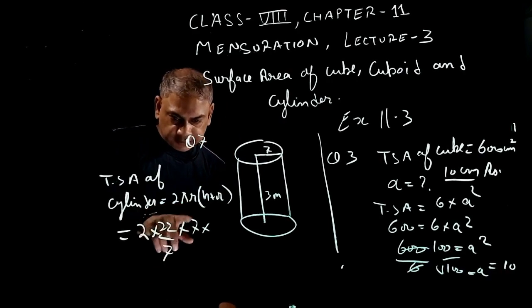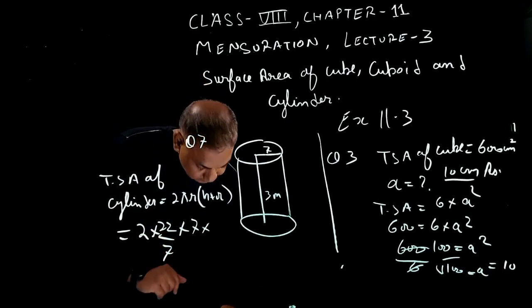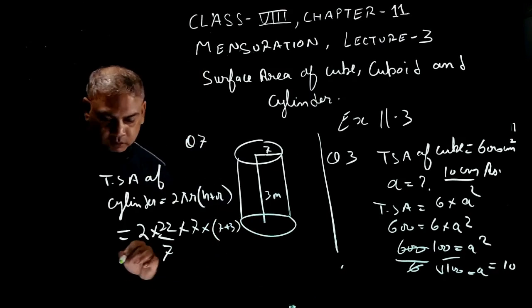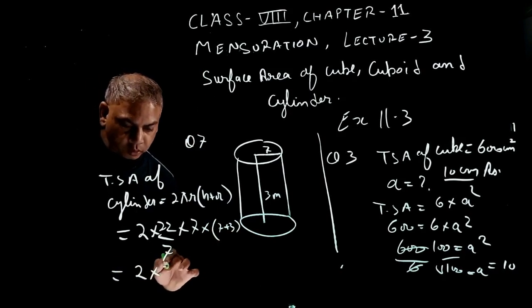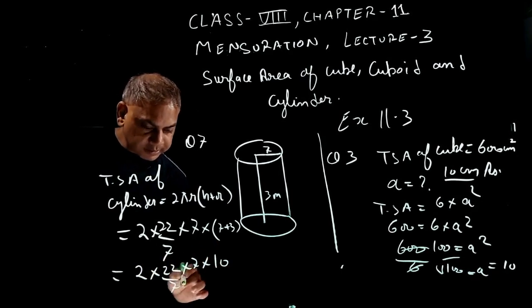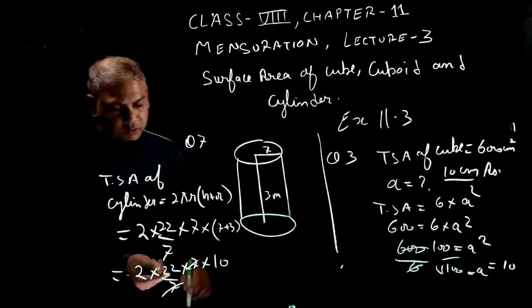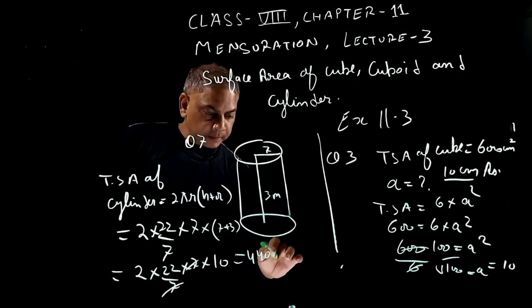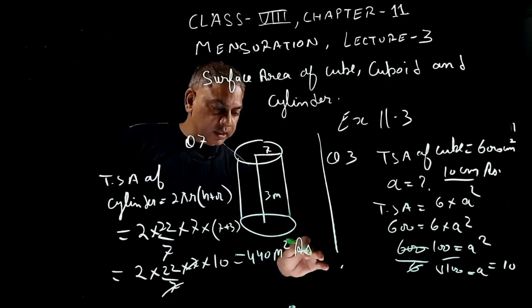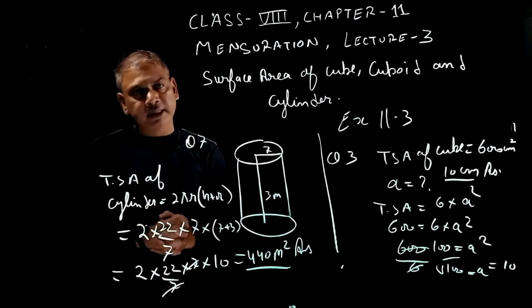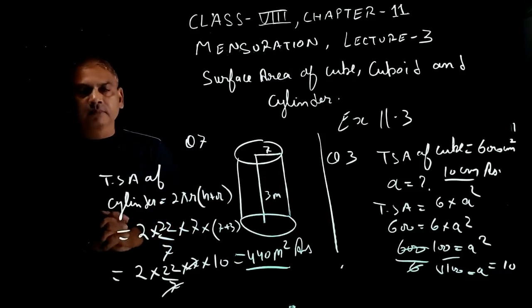Radius is 7, right? And height is 3, okay, multiply by 7 plus 3. So total surface area will be 2 into 22 upon 7 into 7 into 10. 7 7s cancel out. 44 into 10 is 440. 440 meter square is the area of sheet which is required to make the cylinder, right? Good.